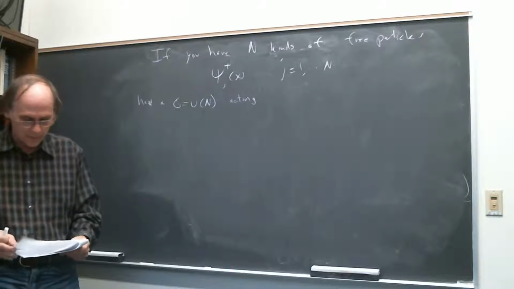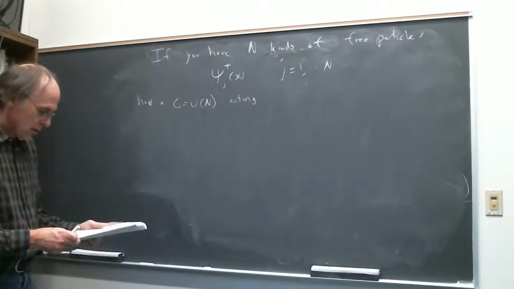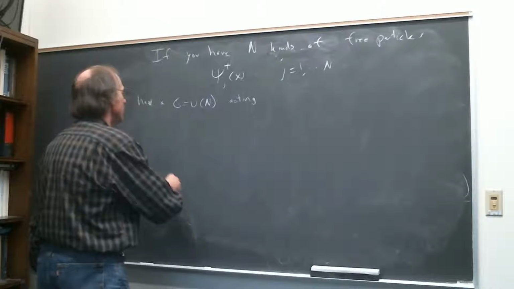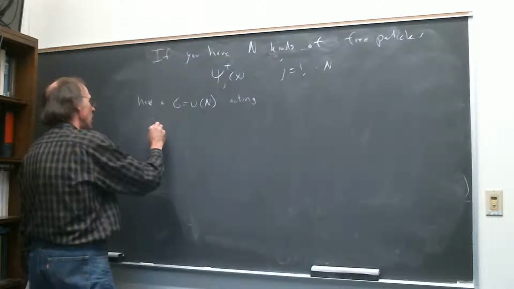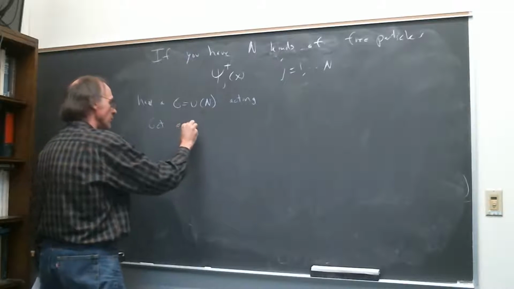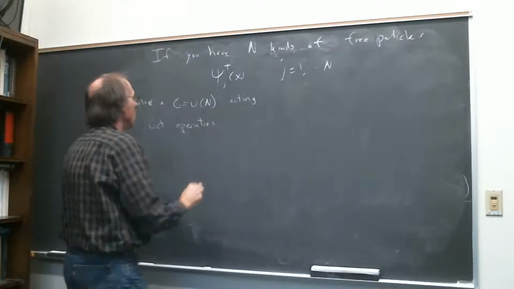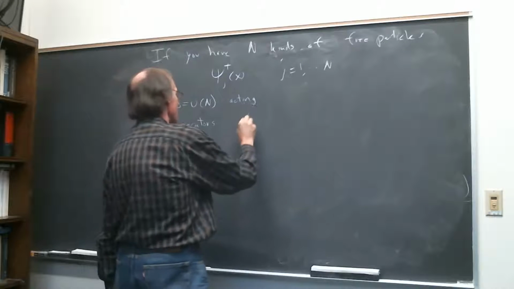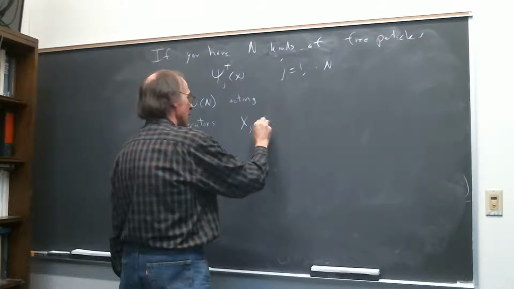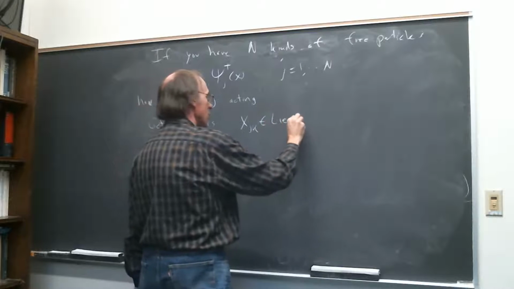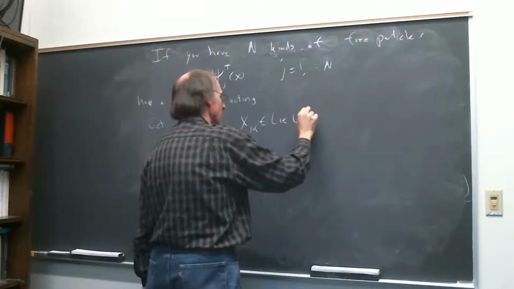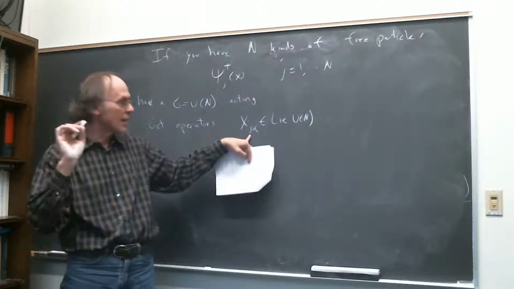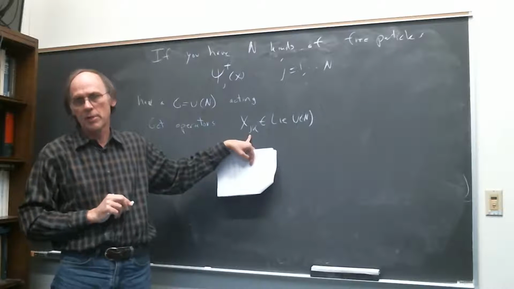And what you're doing is, maybe I can just write this out, and then you get operators. I wrote this down as x_jk, for v in u of n. By this, I just mean the entries in an n by n anti-Hermitian matrix.